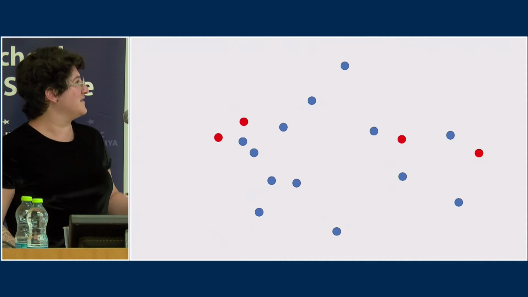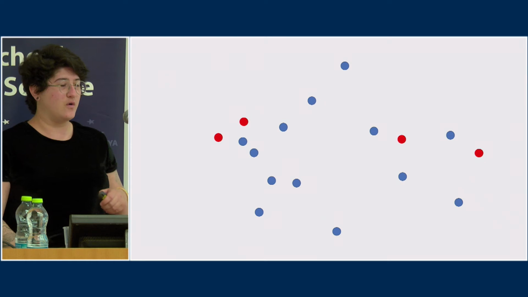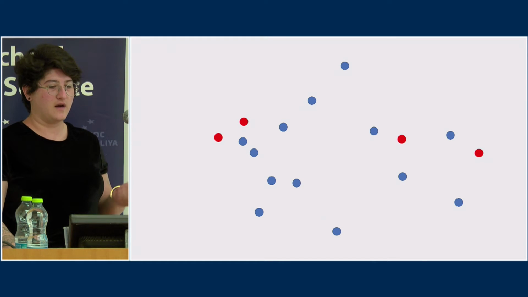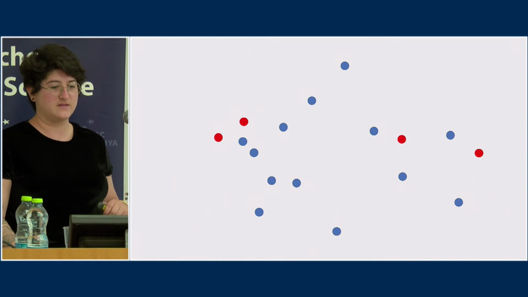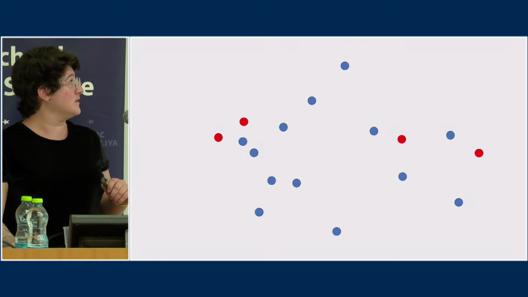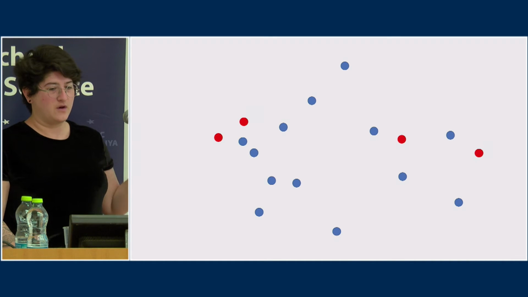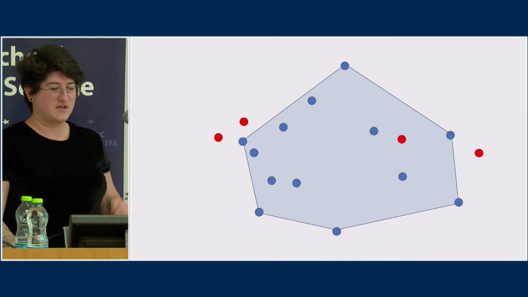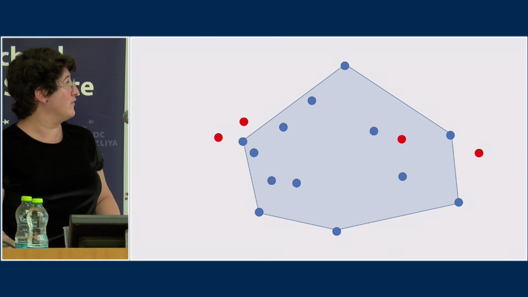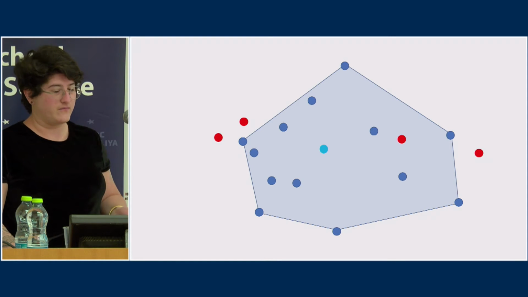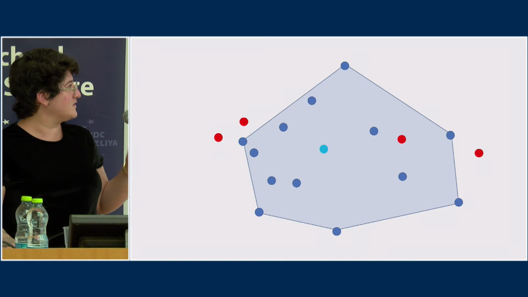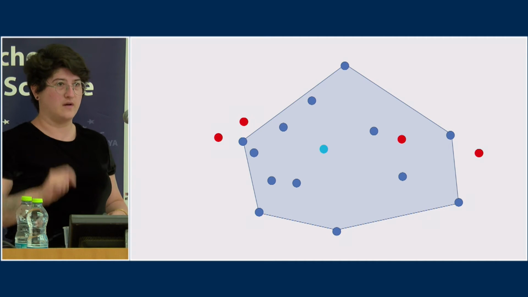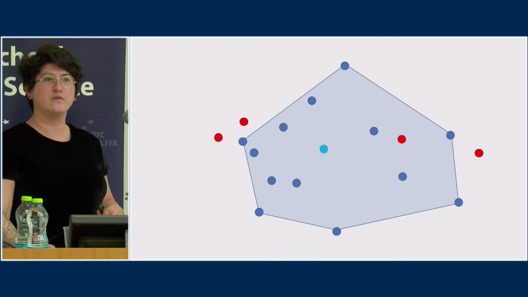So let's see an example. Let's assume that blue points are non-faulty players and red points are maybe faulty players. So we should decide on some point in the convex hull of the blue points. And any point will do, and the agreement has to be up to some epsilon around this blue point.